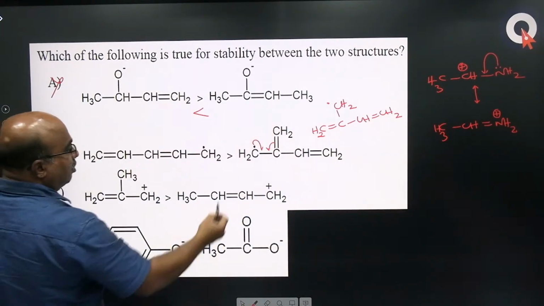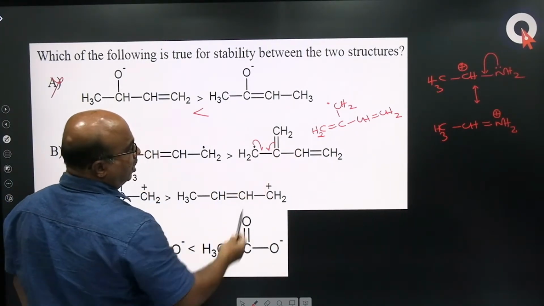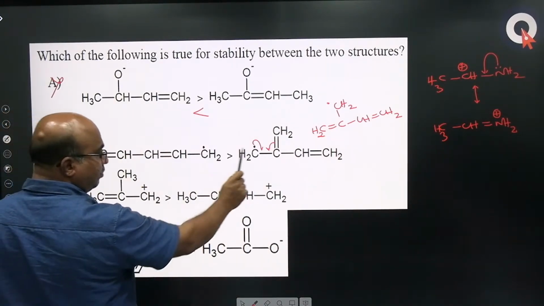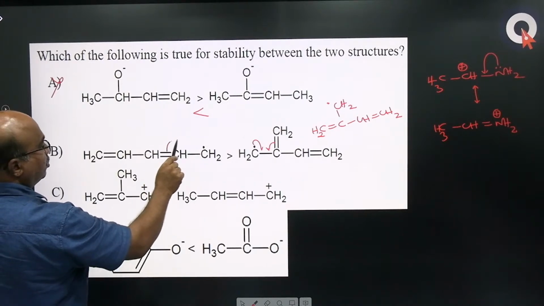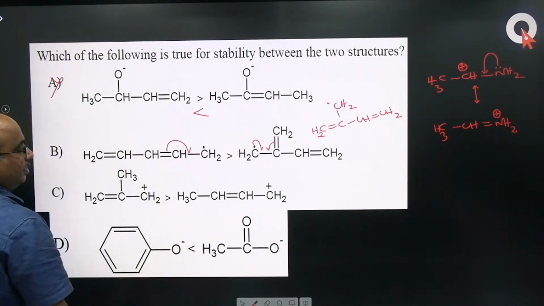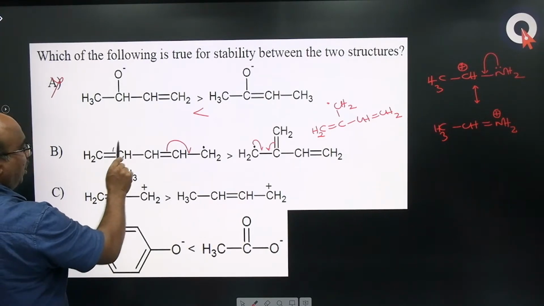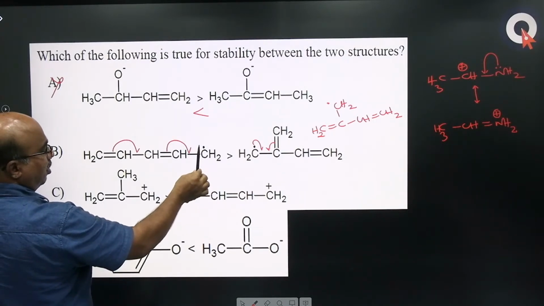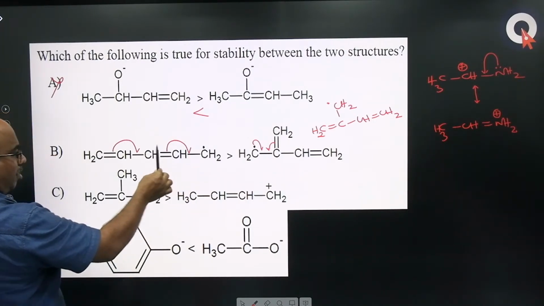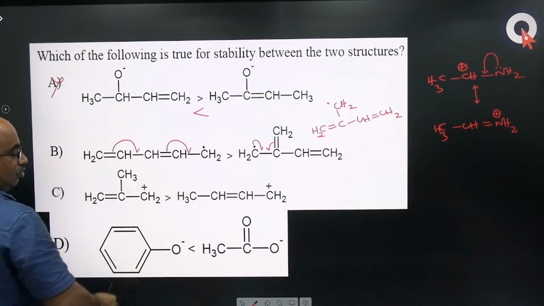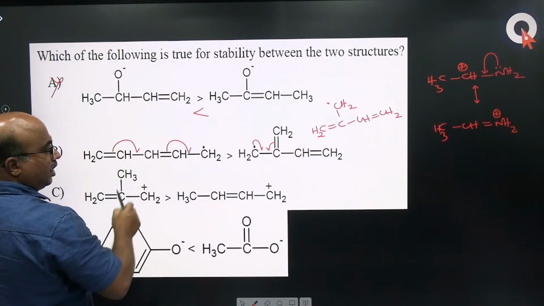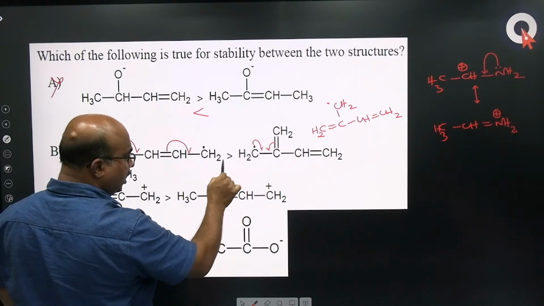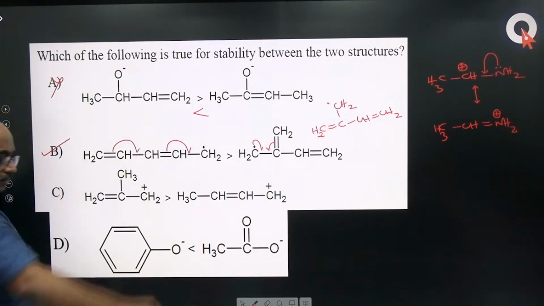You can write resonance only between these two, or you can write resonance between these two. But this has an extended conjugation. This negative charge, the pi electron, can go towards this, then the dot can exist here. This can go like this. So the odd electron on this carbon can move onto the total molecule, so there is continuous, extended conjugation. That's why this is more stable than this. So this is greater than this, which is true for us.